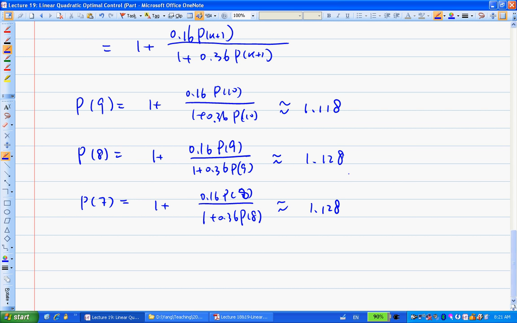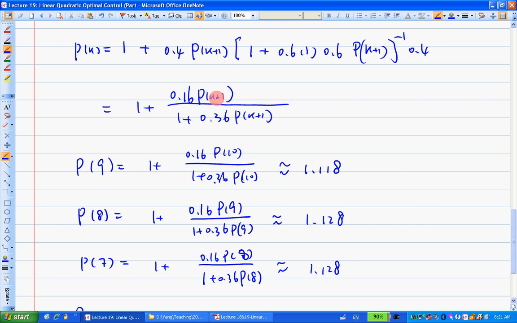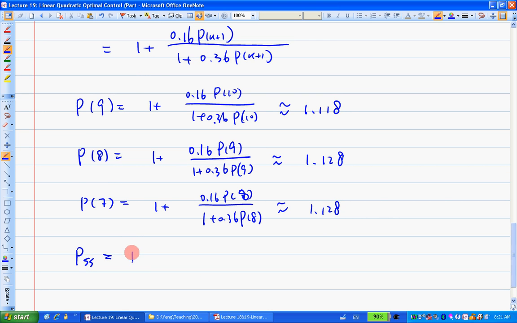Okay? So basically, we have a so-called P steady state. If you want to calculate P steady state, what you need to do is this. That's what we call the infinite case. If it's P at infinity, at a steady state, so P here will be the same as P here. So basically you can solve P steady state equal to 1 plus 0.16 PSS over 1 plus 0.36 PSS, right?